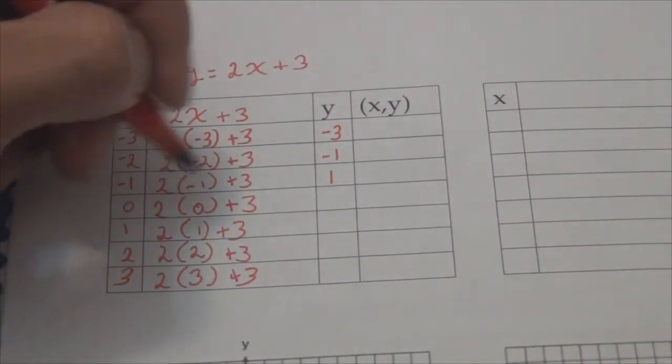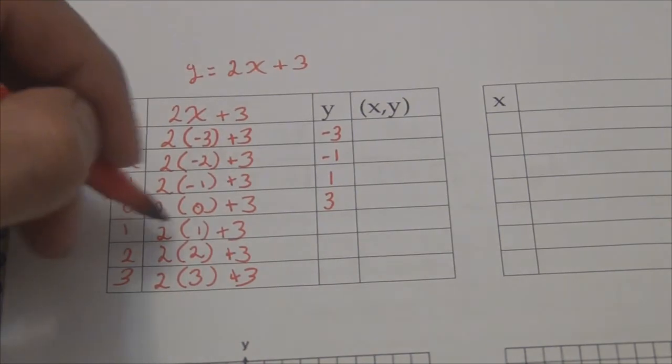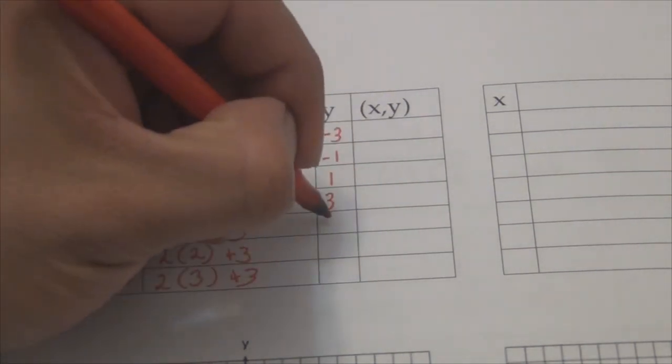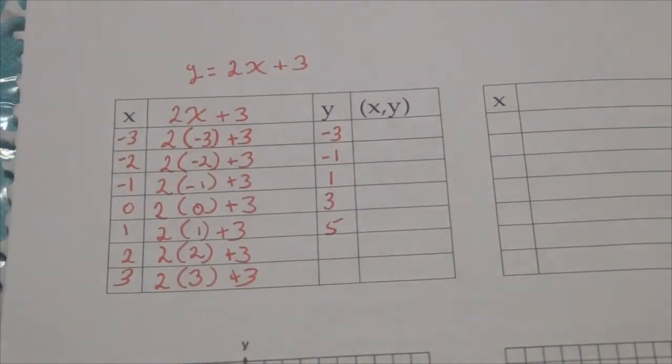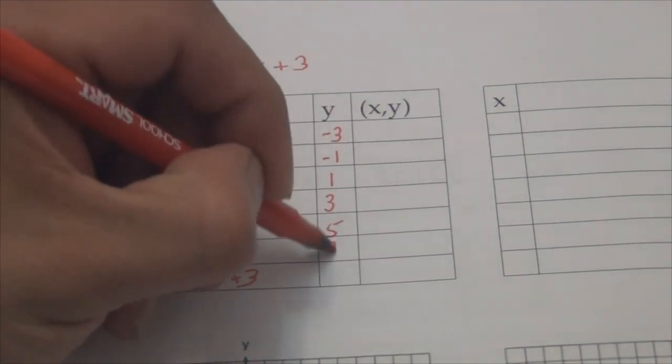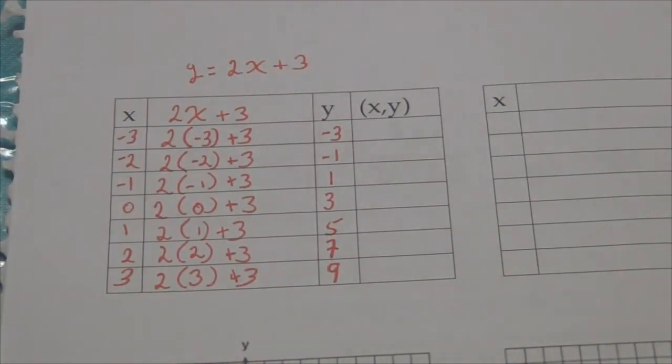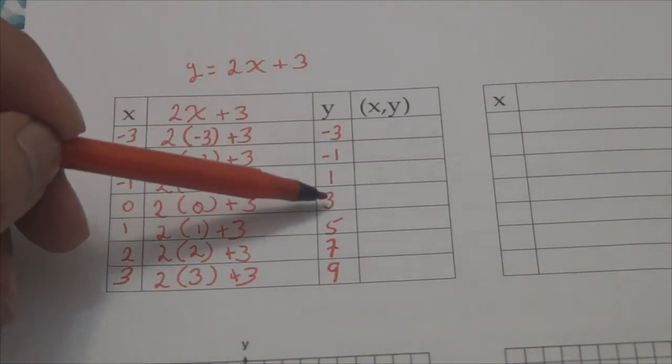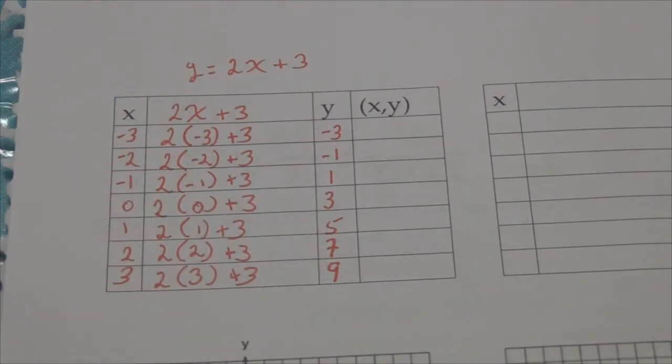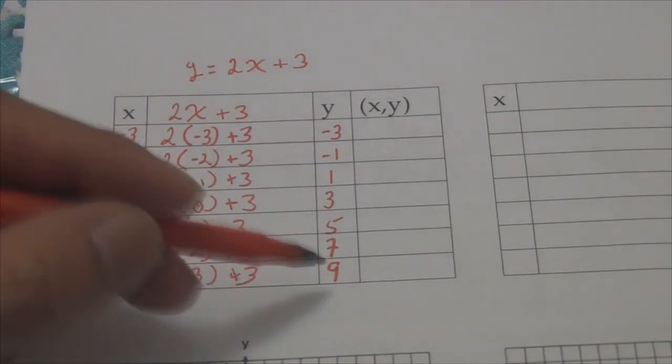So 2 times 0 is 0 plus 3 is 3. 2 times 1 is 2 plus 3 is 5. And the next one is going to be 7, and the next one is going to be 9. How do I know that? I saw a pattern happening here. And it's true, look, 2 times 3 is 6 plus 3 is 9.